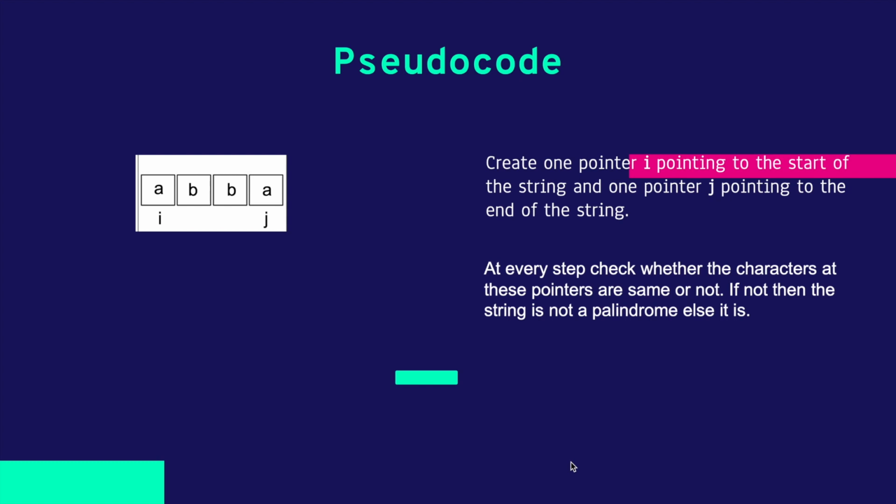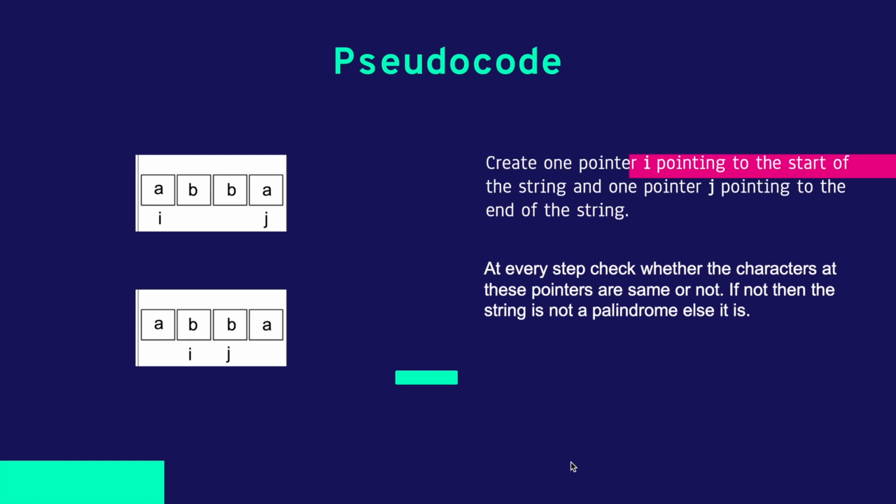If they are not the same, the string is not a palindrome. If they are, we will continue, increasing i by 1 and decreasing j by 1. The process keeps repeating while i is smaller than j, otherwise it will break the while loop. As the result, the string is a palindrome.